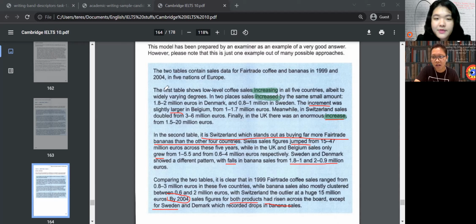First, it shows low-level coffee sales increasing in all 5 countries. This acts like a gerund. It's not a verb. The second one is a verb. The third one is a noun. Gerund, verb, noun, different form, different function. Using different form from time to time is good, but as I said before, we want to show our range, so don't rely heavily only on one technique. Use different words, also use different forms like this.